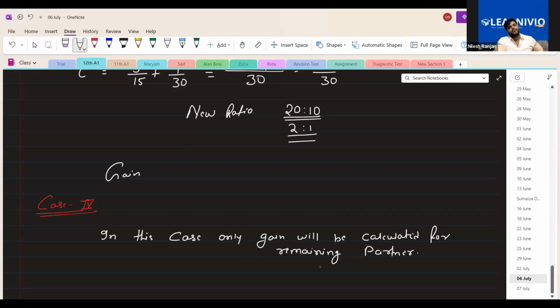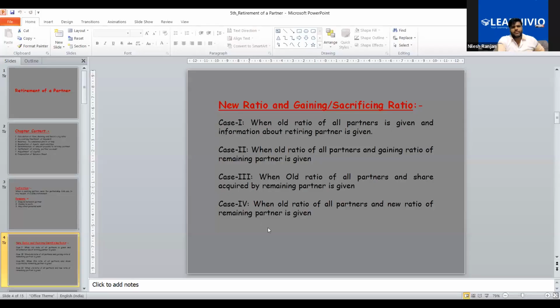If you want to write this, you can simply write it is case number 4. So the theory part up to case 4 is complete. Or is there anything that we have to write? Maria? No, sir. Okay. So should we start the goodwill part?